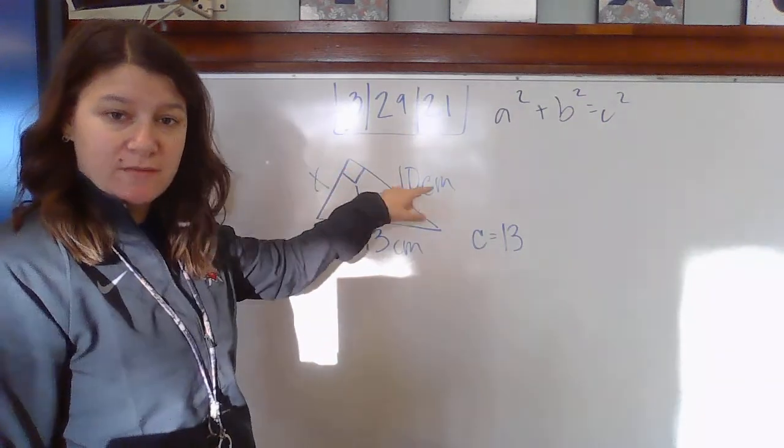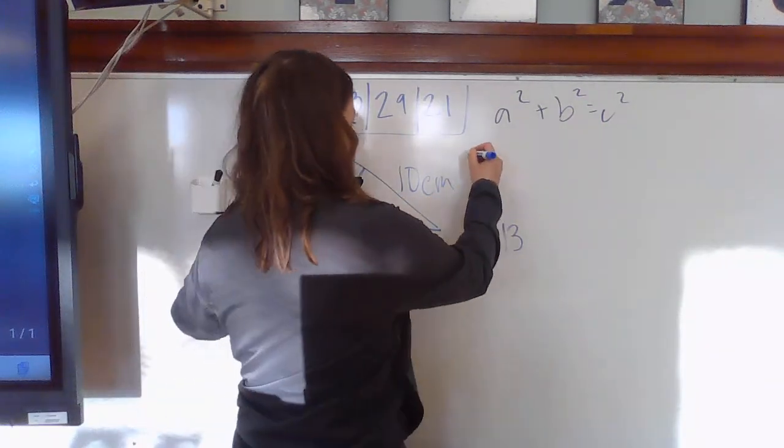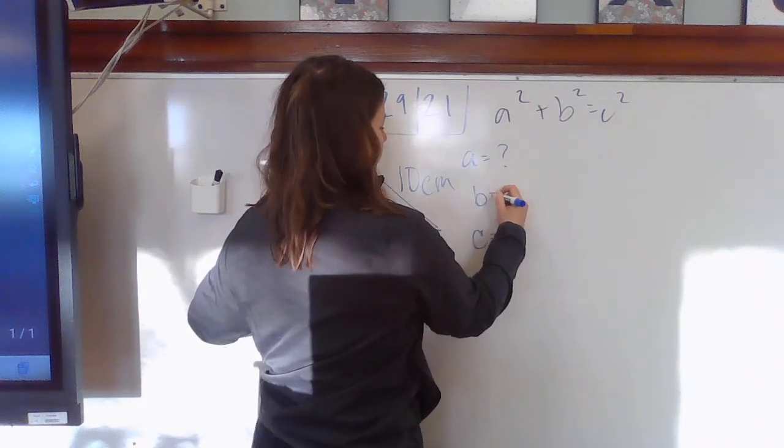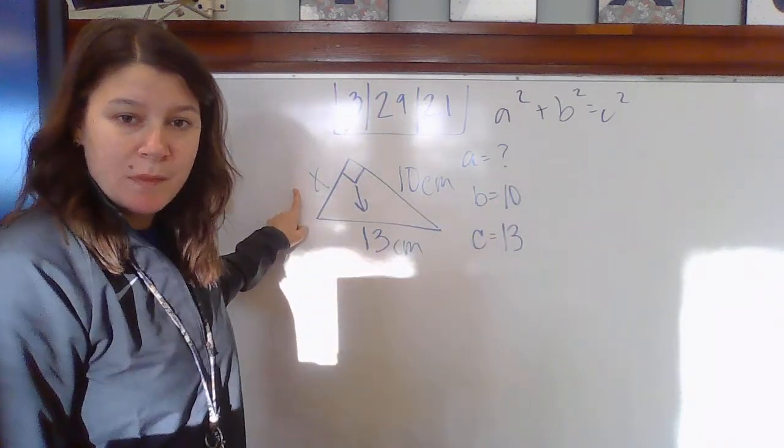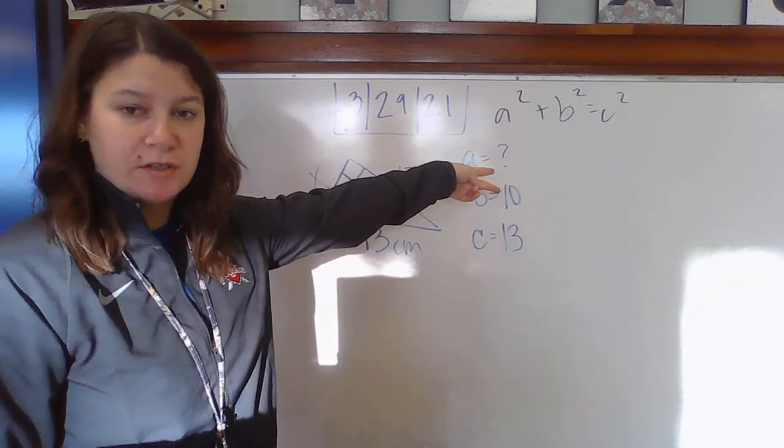I know what the hypotenuse is. What I don't know is one of the legs. So I'm going to say A is the one we don't know, and B is 10. Again, these two don't matter. If you switched them, you'd still get the right answer.